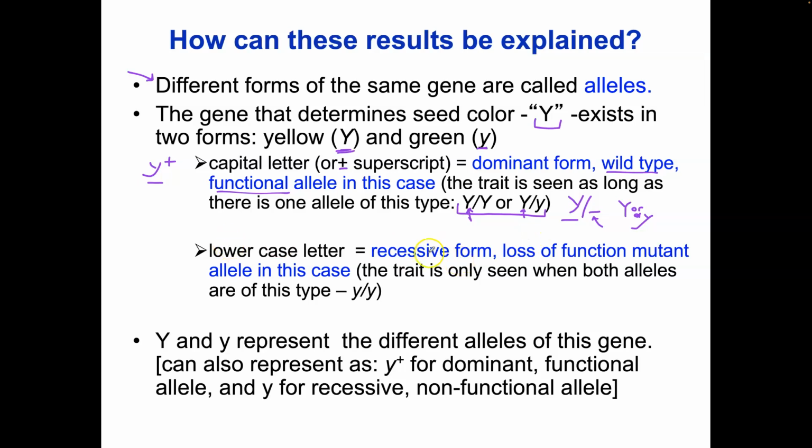The lowercase letter is the recessive form. In the case of these traits, all the traits, they are loss of function mutant alleles. And so the trait is only observable when both of the alleles are the recessive one, and the genotype would be written like this. In some textbooks, they don't actually put the slashes in. But it's common for us to do that in genetics, and I will be doing it all the time. So these symbols represent the different alleles of that gene.